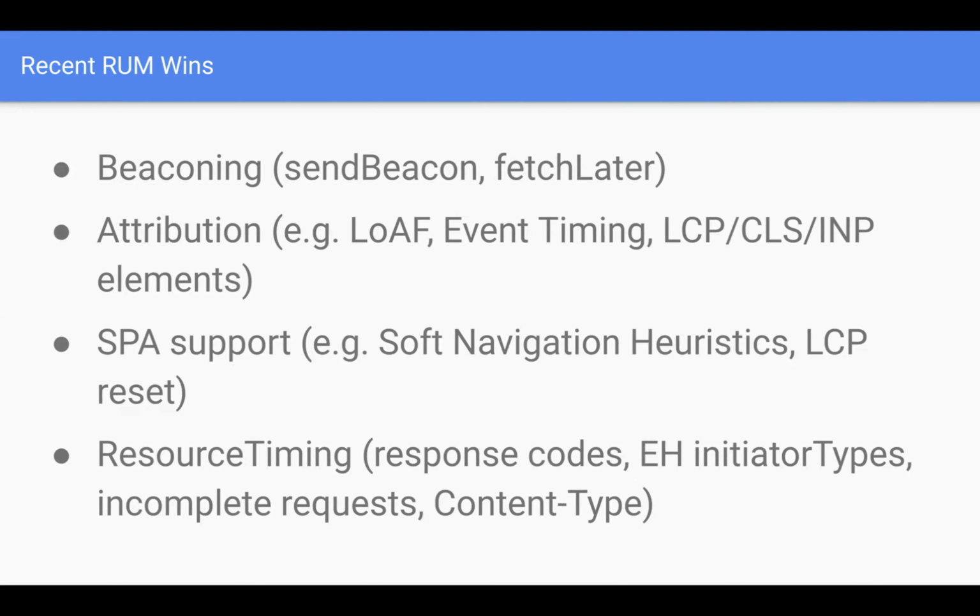We've seen some decent support for SPAs. Soft navigation heuristics is being experimented with, resetting things like LCP, something that our customers have been asking for quite a bit to track. And then a lot of improvements to resource timing. We have progress on response codes, early hint initiator types, incomplete requests, content types. So anyway, I think very positively from the kind of things that we can do with RUM now, they've been moving in a very good direction.